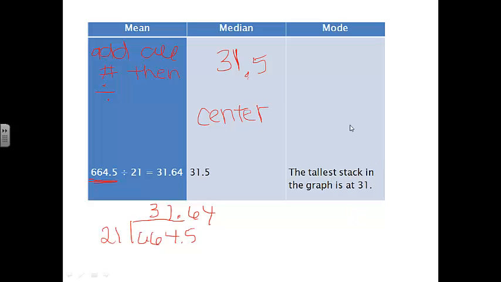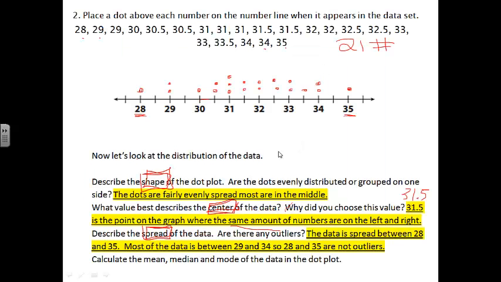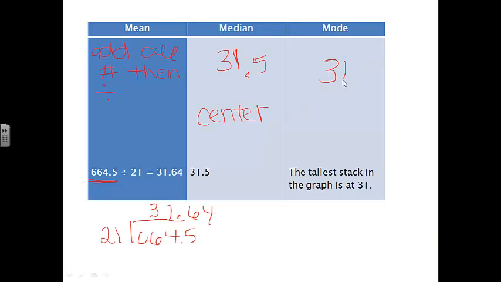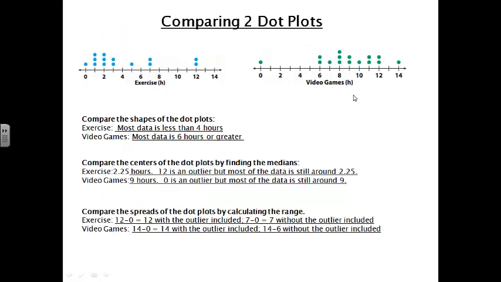Okay, the mode. Let's look back. What was our mode? Which one had the most, or which number was most often? Good, it'd be 31, right? Okay, so 31 was our mode. That should be pretty easy. We've already gone over that.